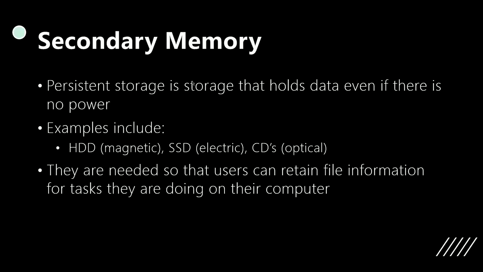Secondary memory, the reason why persistent storage is important is so that it holds data even if there is no power. Examples of persistent storage include HDD, which is magnetic, SSD, which is electric, and CDs, which are optical. HDD stands for hard disk drive, SSD stands for solid state drive, and they are needed so that users can retain file information for tasks that they are doing on their computer, even once they shut down their computer.